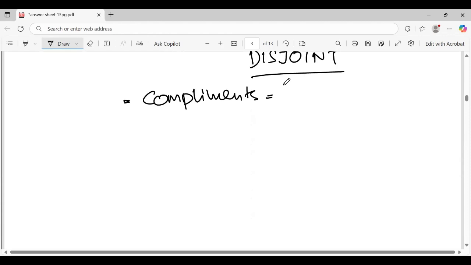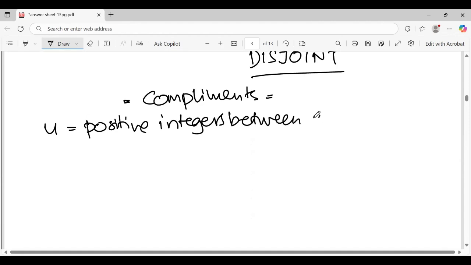Okay. What is U? U is the universal set in this lesson in sets. If U are the positive integers between 0 and 11. Okay, the positive, it means not including 0 and 11. So those numbers, those positive integers between 0 and 11.